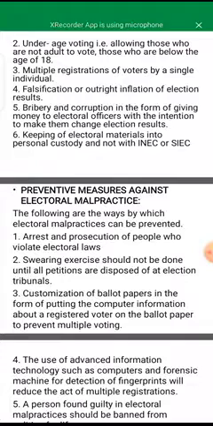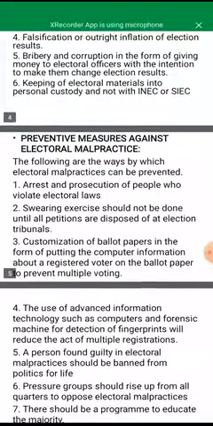Now let's look at preventive measures. The following are the ways by which electoral malpractices can be prevented. 1. Arrests and prosecution of people who violate electoral laws. That is, people that violate electoral laws should be arrested and prosecuted.